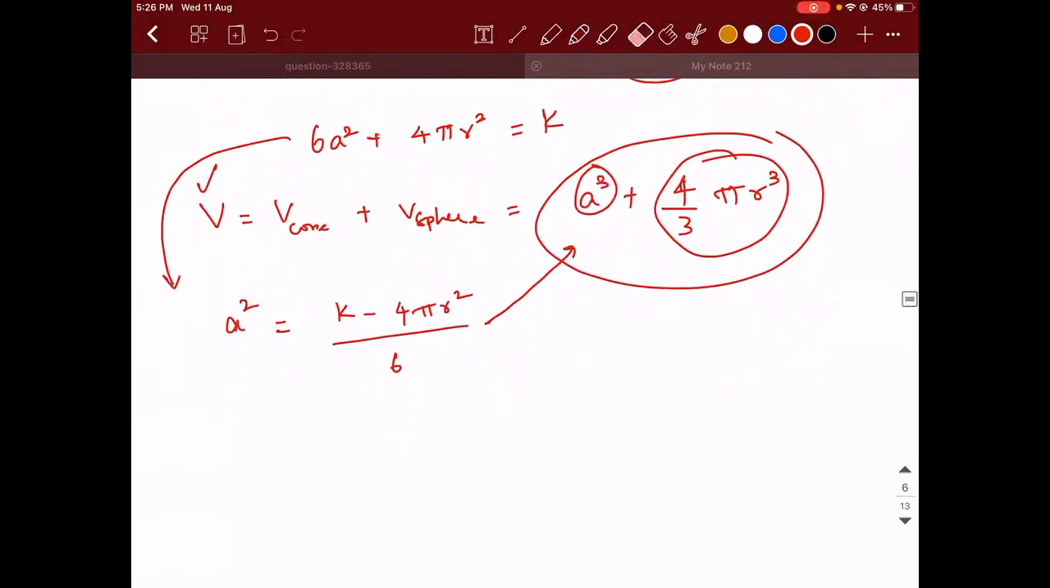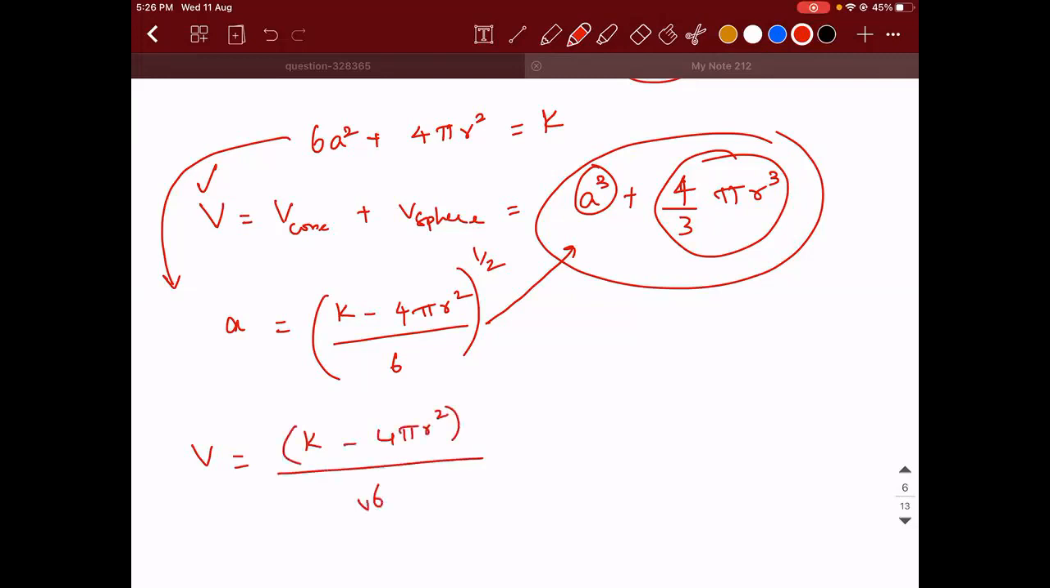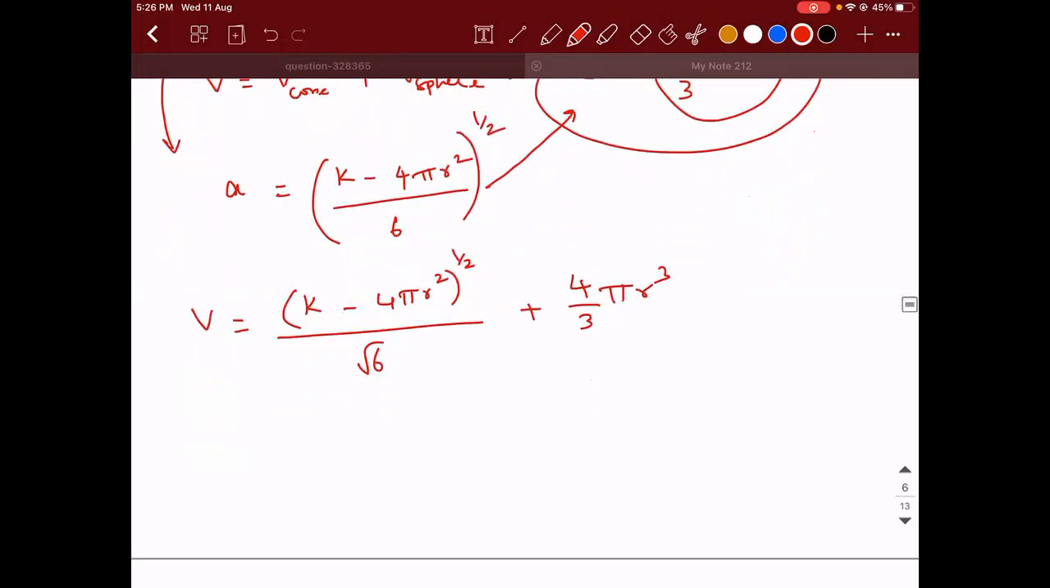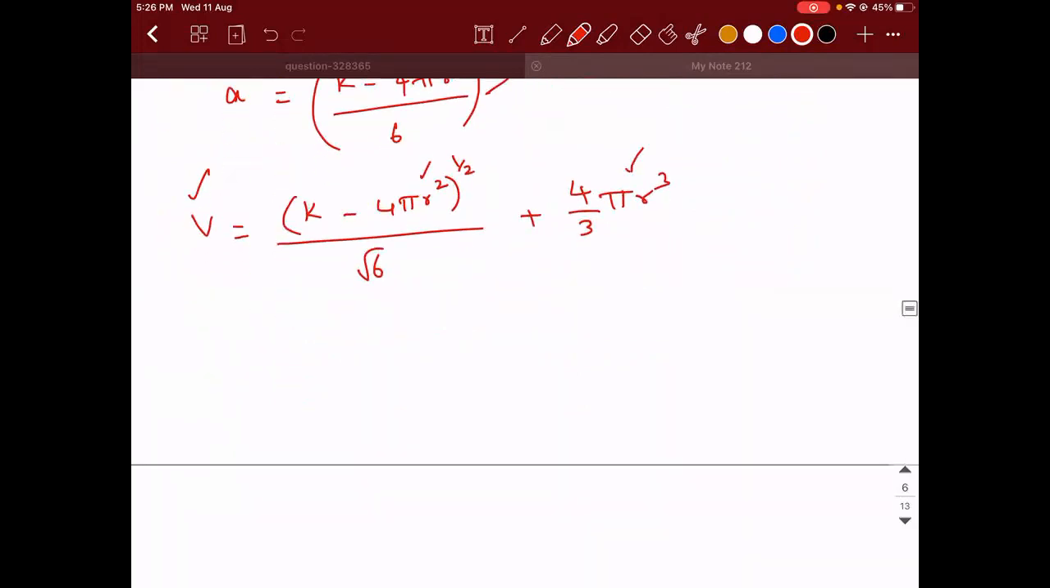A square is that much now. So volume will be equal to k minus 4 pi r square by 6, square root of this, whole power half, plus 4 by 3 pi r cube. If you observe, volume is a function of r alone. K is a constant. Will you be able to differentiate this?